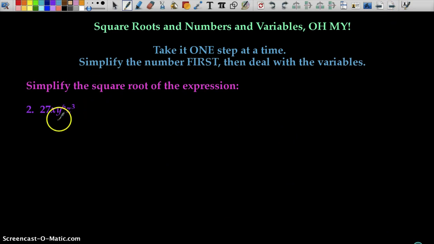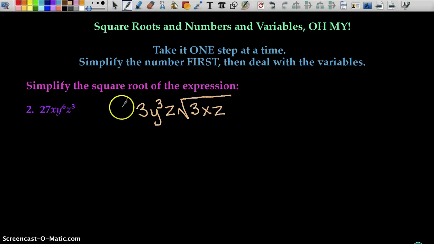All right, now with this one, I think instead of walking you through it, I will give you the answer and see if you are able to get through it on your own. Okay, so let's see here. We would have 3, we would have y to the third, z, and then under the square root we would have 3x, z. This is your totally simplified version. And let's see if you can get to this answer by simplifying this without me showing you how. I might even give you some extra credit for that if you can figure it out and show me the work. I'll think about it.